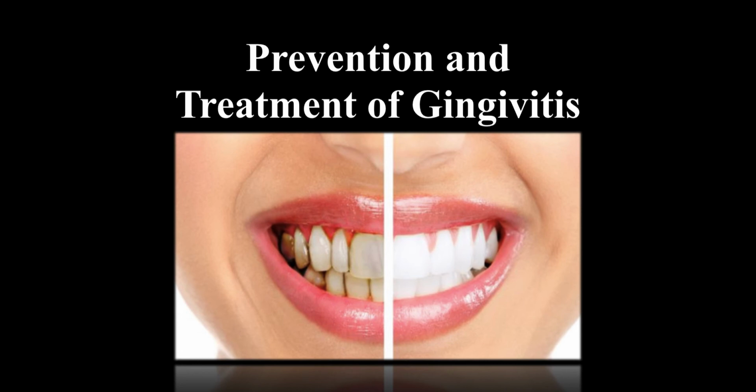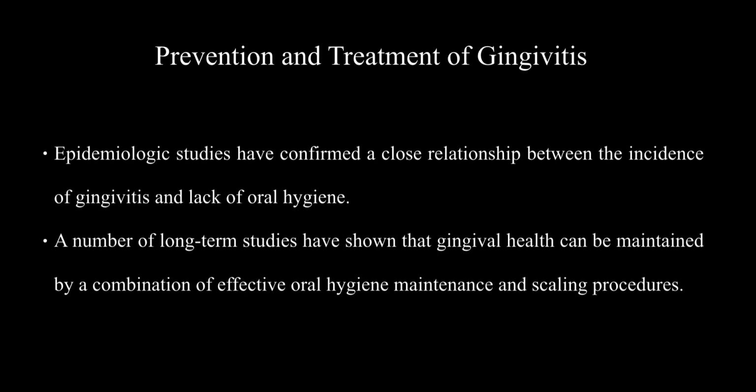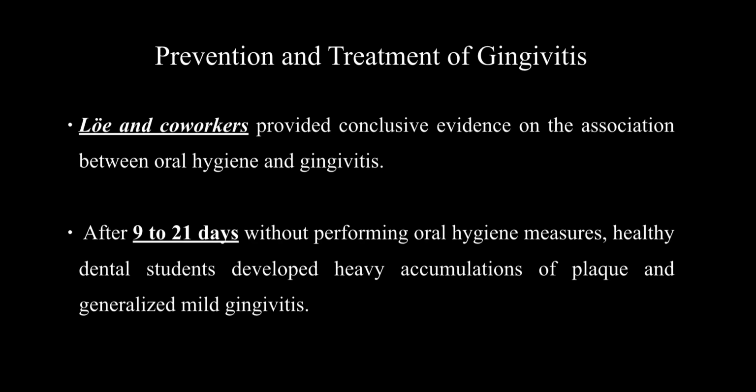Going to the first part, the prevention and treatment of gingivitis, we're going to mostly talk in this part about studies and epidemiological studies that have confirmed a close relationship between the incidence of gingivitis and the lack of oral hygiene. There are numerous long-term studies that have shown that gingival health can be maintained by a combination of effective oral hygiene maintenance and scaling procedures. One of the most important studies is the classic study by Löe and co-workers that provided evidence on the association between oral hygiene and the incidence of gingivitis.